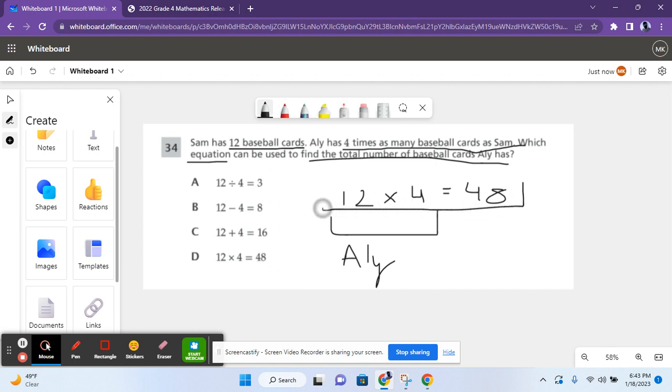So the equation is 12 times 4 equals 48, and that represents the number of baseball cards that Allie has, and that is answer choice D. Moving on to the next problem.